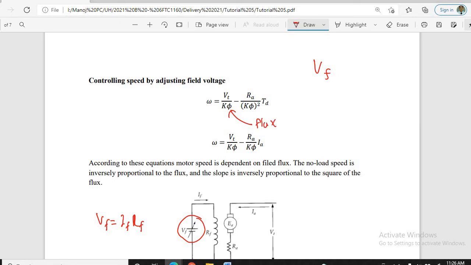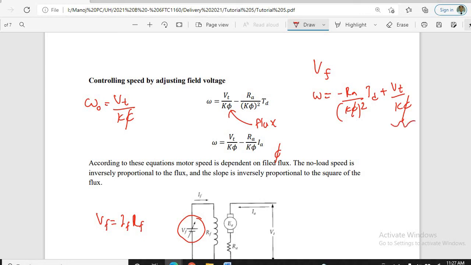According to these equations, motor speed is dependent on the field flux, phi. The no load speed is inversely proportional to the flux. The no load speed omega naught is equal to Vt over K phi. So it is inversely proportional to the flux, and the slope is inversely proportional to the square of the flux. Again, if we write omega equals minus Ra over K phi squared Td plus Vt over K phi, the no load speed is the intercept value and this is the gradient.